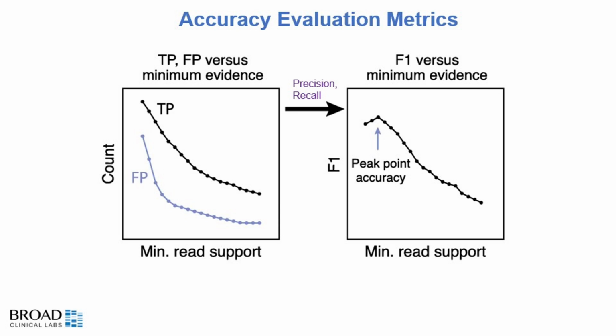Our strategy for doing the actual benchmarking or accuracy computations involves having a truth set where we score the number of true positives and the number of false positives as a function of the minimum read evidence support we have for those fusions. From those true positive and false positive counts, we can get our precision and recall statistics. And then based on precision and recall, we can get our F1 overall summary accuracy score. So we can plot this accuracy score, the F1 metric, as a function also of minimum read support. We'll often find a peak accuracy, and we can use that for making comparisons among these different tools.